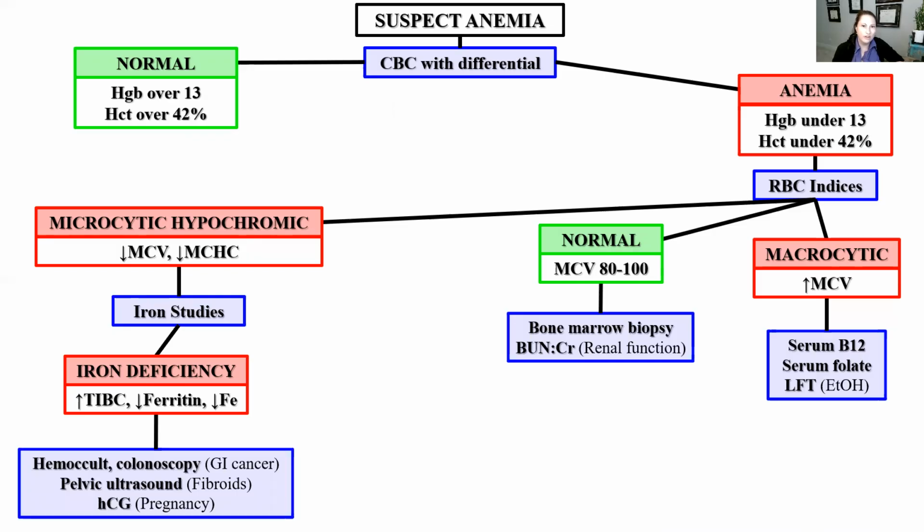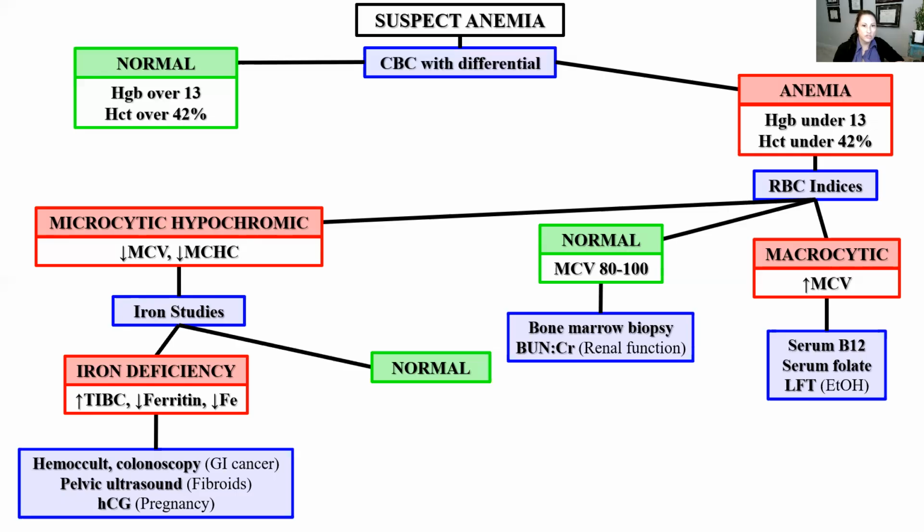Then we have to figure out where this could possibly be coming from. With iron deficiency anemia, a common cause could be GI bleeding, so GI cancer. So we would order a hemoccult and a colonoscopy. It could also be coming from heavy menses, so fibroids can cause this, and you could order a pelvic ultrasound. And then finally, early on in pregnancy, iron deficiency anemia is very common. So if it's a woman of reproductive age, you could consider getting a beta-hCG test.